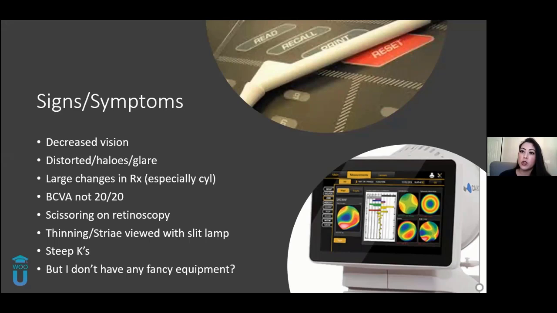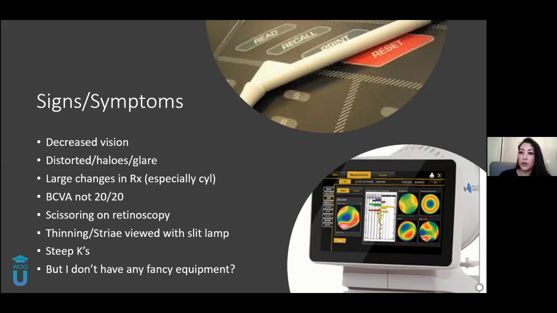More of the research is showing that we need this multifaceted approach to diagnose keratoconus. So if you see any of these other issues, but then you look at their Ks and say, well, they're normal, they're under 44, 45, so I would classify them as not being really steep, but you have some of these other symptoms or signs, I would definitely try to rule out keratoconus.